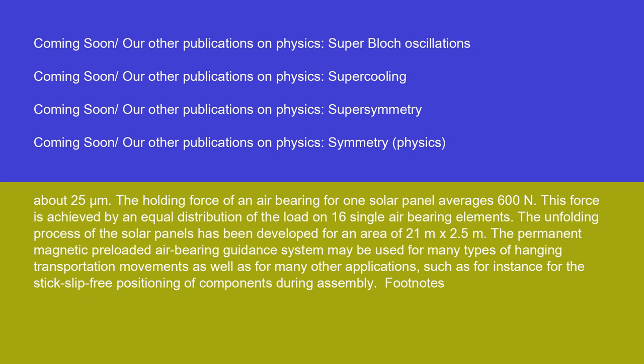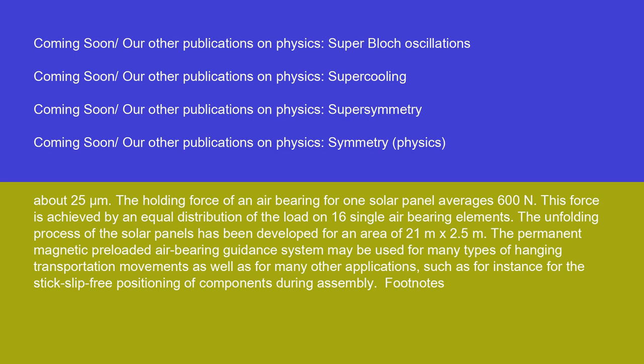The holding force of an air bearing for one solar panel averages 600 N. This force is achieved by an equal distribution of the load on 16 single air bearing elements. The unfolding process of the solar panels has been developed for an area of 21 mm x 2.5 mm.